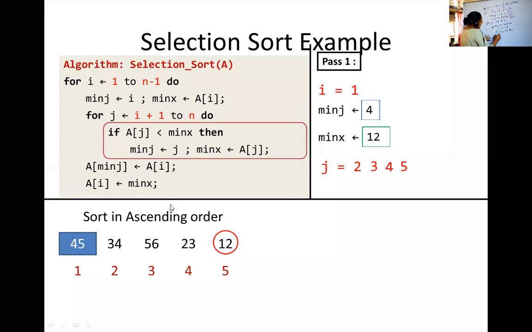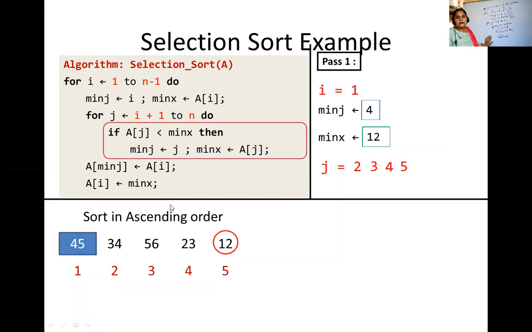Then again increment j by 1, j will become 3. A of 3 is 56. 56 is less than 45? Condition is false. Then we again move on to a of 4. A of 4 is 23. 23 is less than 45, the condition is true.